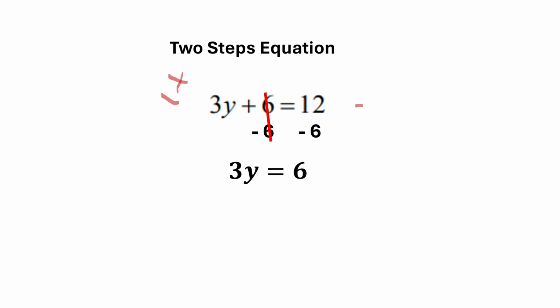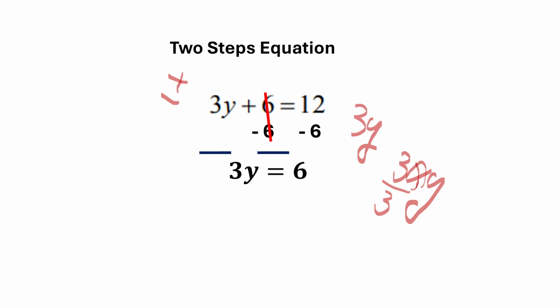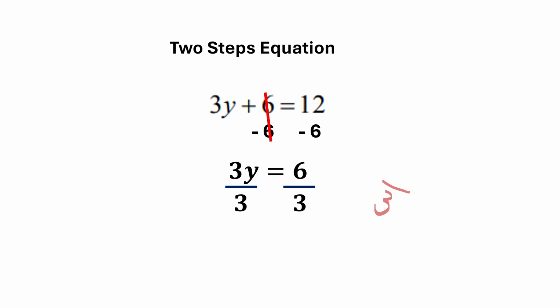Why did I divide? Because 3y means 3 times y. And we get rid of it by doing the opposite. So we divide by 3. Just like the plus 6, we did the opposite of plus, which is minus. We do the opposite of times, which is divide. So we divide both sides by 3. Now, the 3 cancels the 3. And the y equals 6 divided by 3, which is 2.